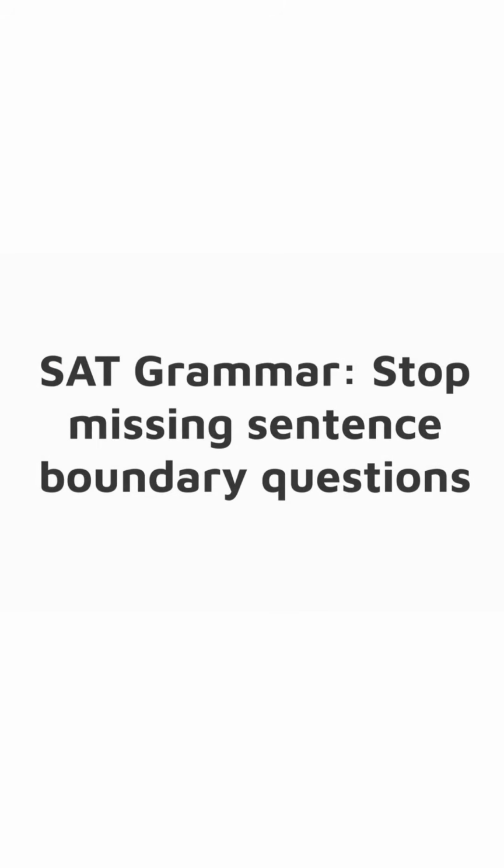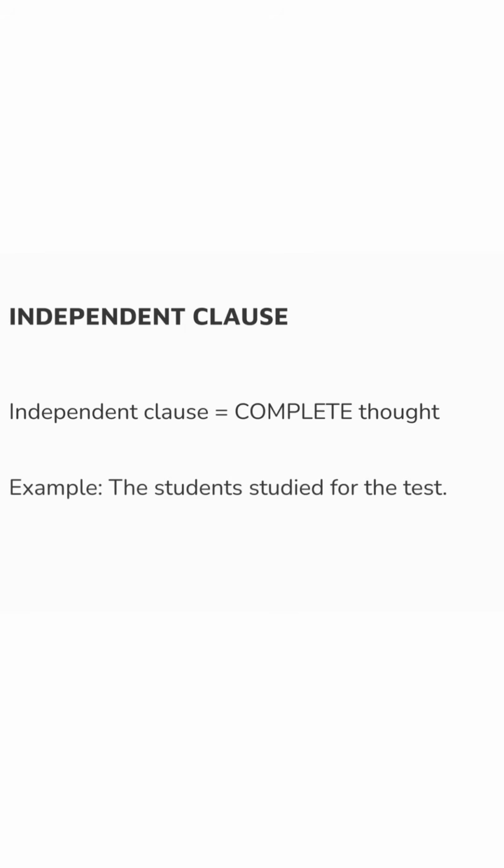If you struggle with SAT grammar, this is one concept that you need to understand: sentence boundaries. So first, an independent clause is a complete thought. It has a subject and a verb, and it can stand on its own as a sentence. For example, the student studied for a test. It has a subject, a verb, and it's also a complete thought.